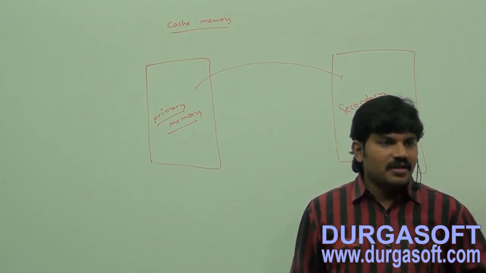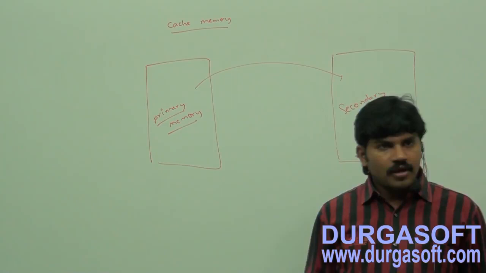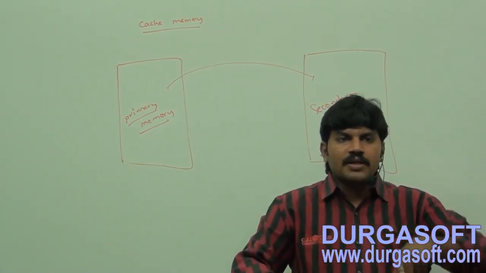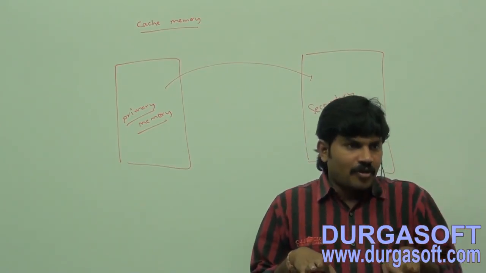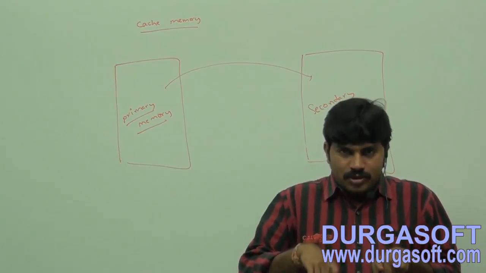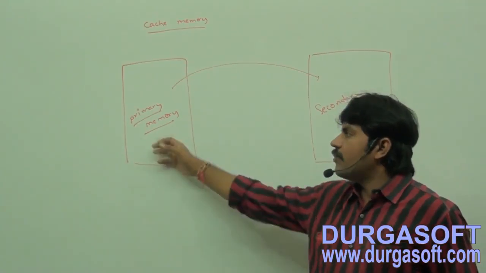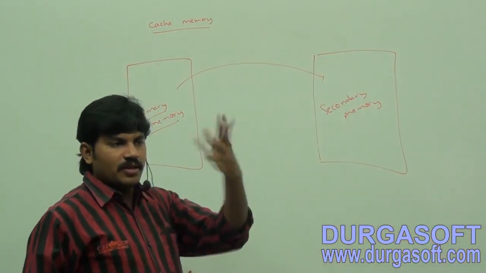Will the vehicle go slow or fast? Obviously slow, right? Of the two bulls, one bull is very slow, but the other one is fast. But there is no use of this speed component, because the other component is slow. If both are fast, then only that vehicle can move faster. Likewise, one memory responds at very high speed, but the other memory doesn't have that much speed.